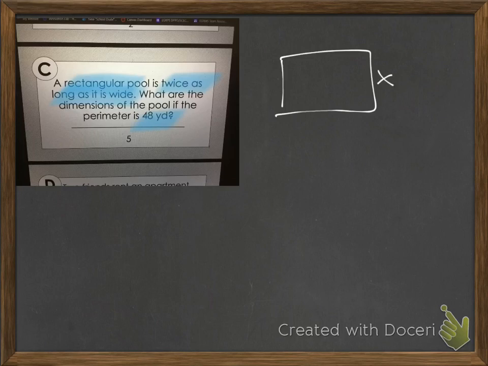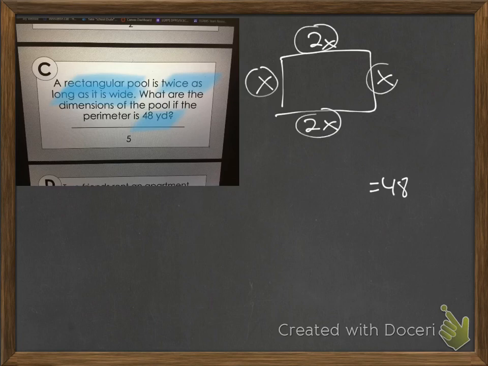So I like to say this is X, then this would be 2X. So one side's like normal, the other's twice as long. And then I might even write the other sides in if it's a rectangle. And I know perimeter, all the sides added up equals 48 yards. So all the sides add up to 6X. So there's my equation. 6X is 48. I'm going to divide both sides by 6 to get 8 yards.